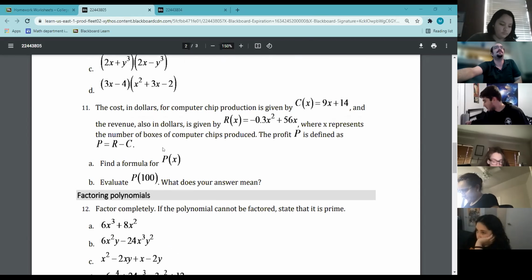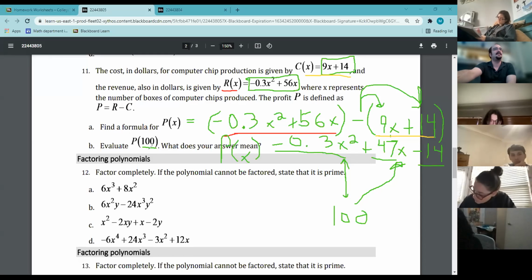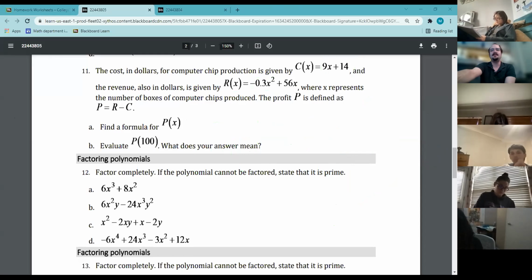And then the second part, this is kind of like what we did, I think the last test, right? When we did function notation, what does it mean to put 100 into this thing right here? That means I'm plugging 100 into my X value everywhere in my function. That is 11.